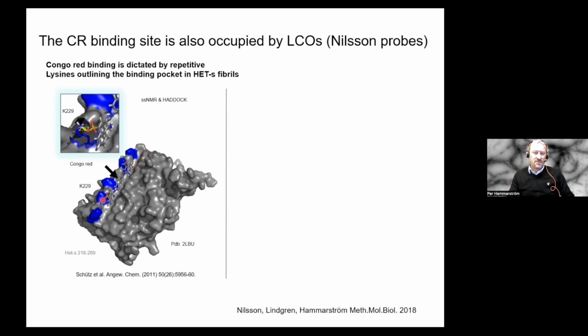And the first high-resolution model structure of Congo red binding to an amyloid fiber was published 10 years ago or so by Adriano Aguzzi and Beat Meyer, working on HET-S, which is a monomorphic type of fiber. So it's a great model system, comes from a yeast prion. And Congo red binds in a groove. This will be the growth axis of the fibril. Binds in a groove which is hydrophobic in nature, but it's also outlined by a repetitive ladder of lysine residues, where you pair the sulfonic acid of the Congo red molecule with that lysine.